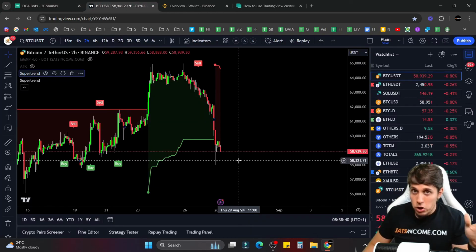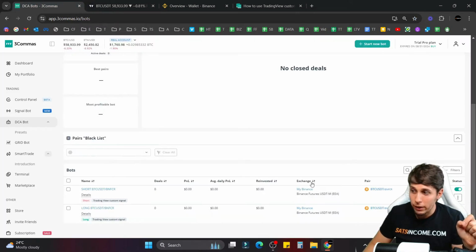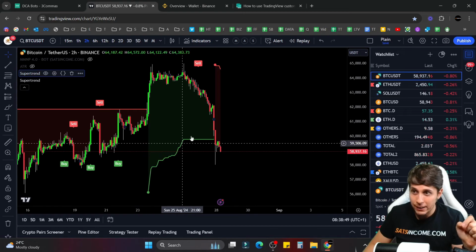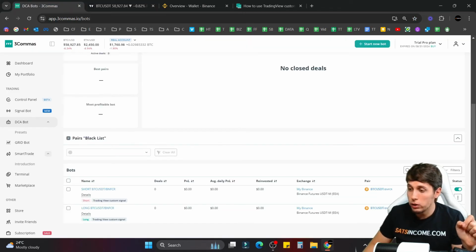So that's pretty much your work, guys. You have to always make sure that you monitor the pairs that you are trading and the time frame that you are trading. You want to make sure that you are monitoring if the market is in an uptrend or in a downtrend, and based on that you are turning on and off your different bots here.